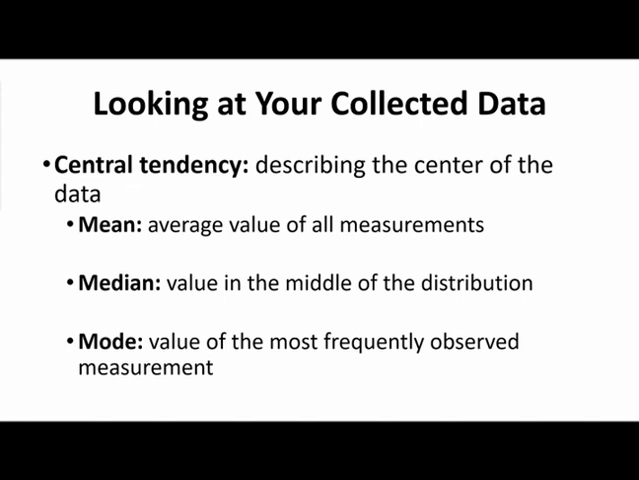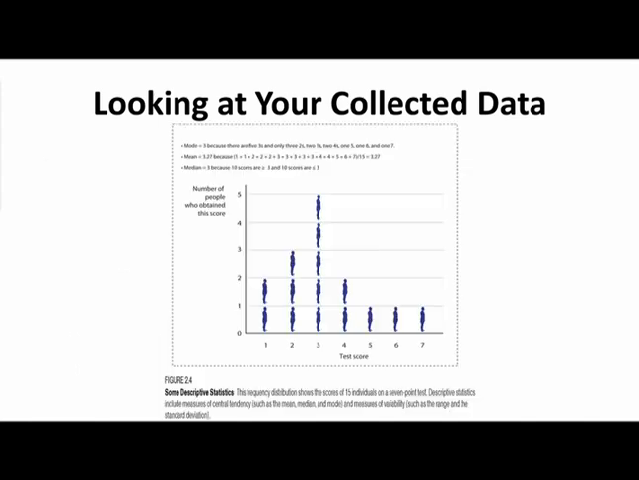And then the last of these is the mode, and this is the value of the most frequently observed measurement. I always forget this one, so I have to say that the mode occurs most often, and that phrase will always help me remember. Basically, you're looking for the most common measurement, the most common score. And this usually tends to be somewhere in the middle of a distribution, just due to probability.